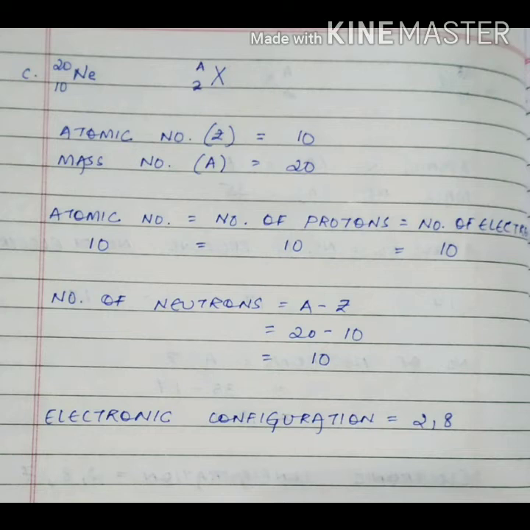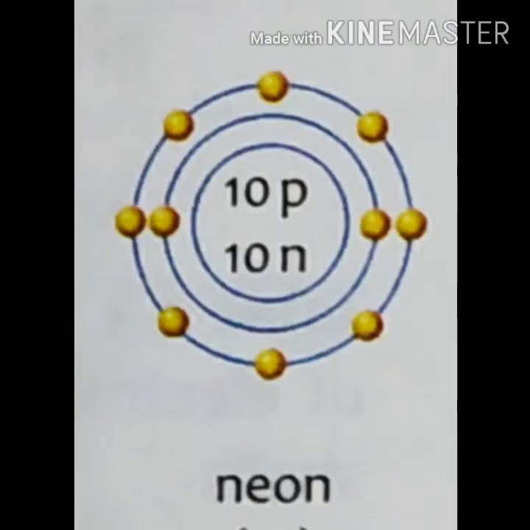Electronic configuration. Since there are 10 electrons, the electronic configuration will be 2, 8. First orbit 2 electrons, and then the remaining 8 electrons in the second orbit. Now, based on the electronic configuration, we will draw the orbit structure diagram. 2 electrons in the first orbit and 8 electrons in the second orbit.